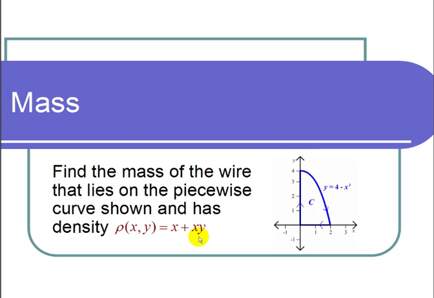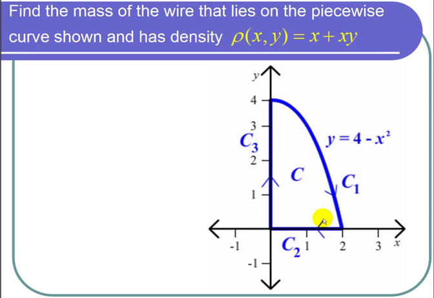So let's look at this picture a little bit larger and notice that this curve has three pieces. The first piece, which I call C1, is parabolic and has equation y equals 4 minus x squared. The second piece, which I call C2, lies on the x-axis, and the third piece, which I call C3, lies on the y-axis. So I need to find the parametric equations, or what I'll do is find the vector-valued functions that represent these three curves.